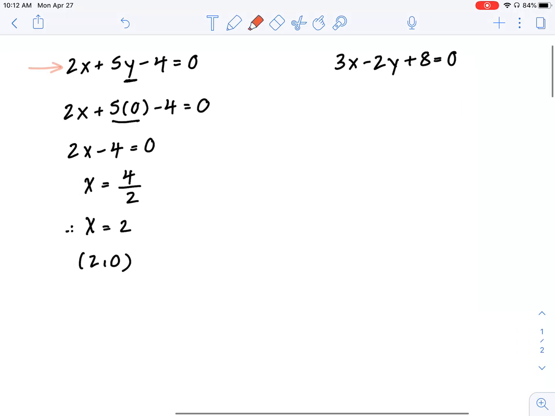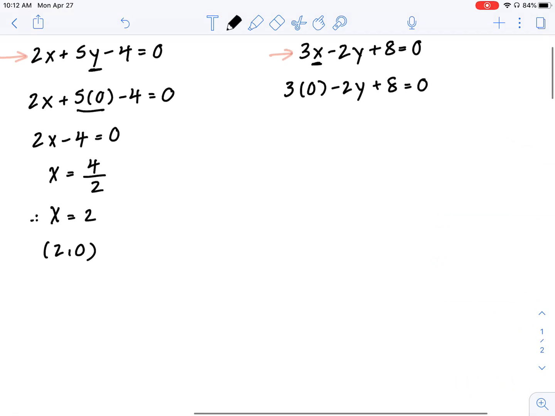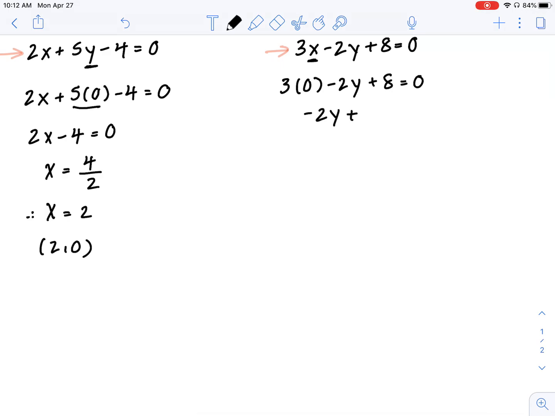Now let's find the y-intercept of our second line. Very similar, we know that the y-intercept occurs only when x equals 0, so let's replace x with 0 and solve for y. 3 times 0 is 0, which leaves us with -2y + 8 = 0, which gives us y = -8/-2, which equals y = 4. Therefore, our y-intercept is (0, 4).